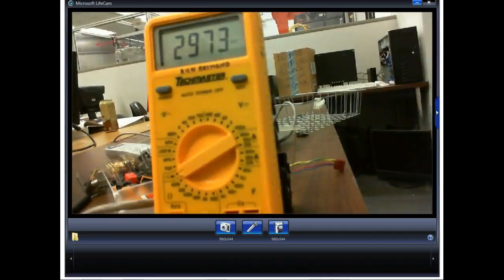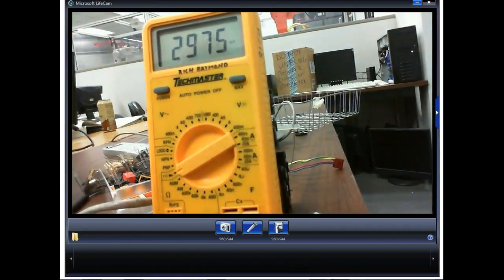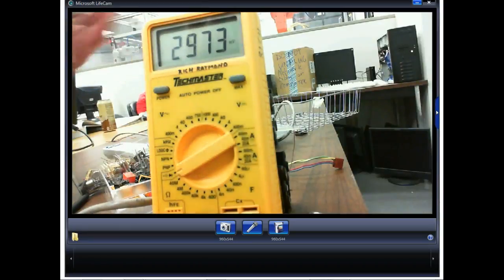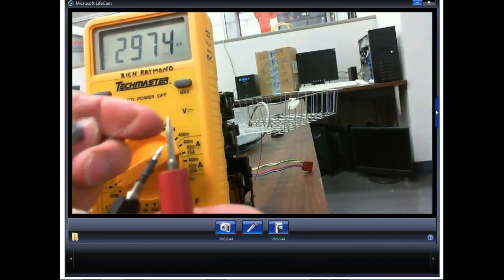Most of your new meters, when you put it on the diode scale or the continuity scale, it's going to show overload. This meter is a little different. What I'm going to do is check a diode. And what's nice about this is, I'm going to come up here and take my red lead and put it on the cathode.